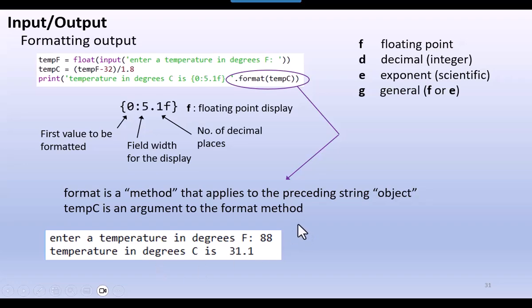And in addition to F for the formatting code, we have D for decimal integer, E for exponent, and G for a general format, which will either be an F or E according to rules that it follows, okay? So what we're going to do now is go back to the editor and illustrate some different examples of formatting for you, just so you can see how that looks.